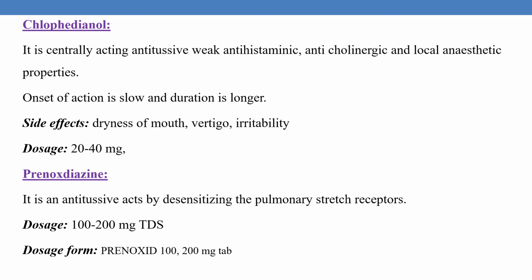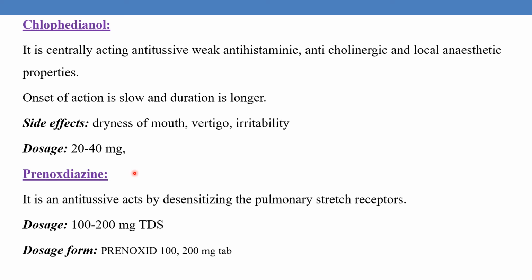The next drug is chlorpheniramine. It is a centrally acting antitussive and weak antihistaminic, with anticholinergic and local anesthetic properties. The onset of action is slow and the duration is longer. The side effects are dryness of mouth, vertigo and irritability. The dosage is 20 to 40 mg.